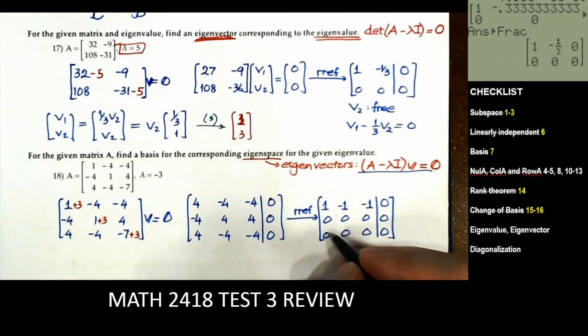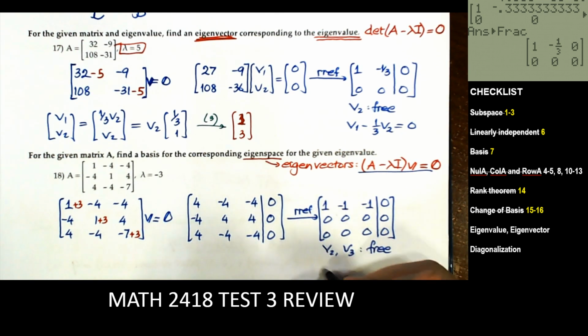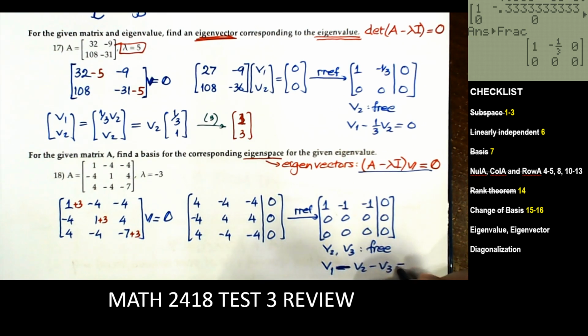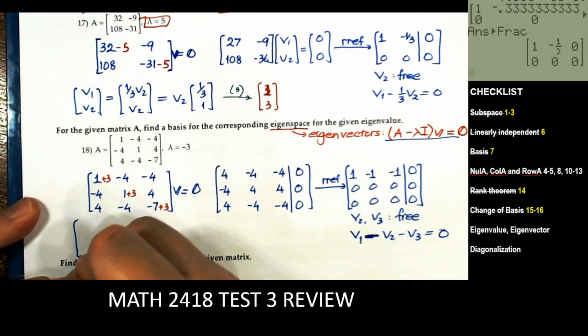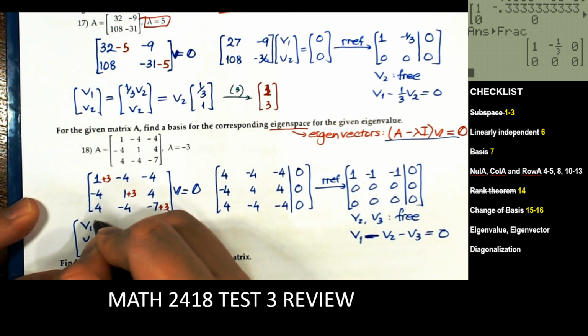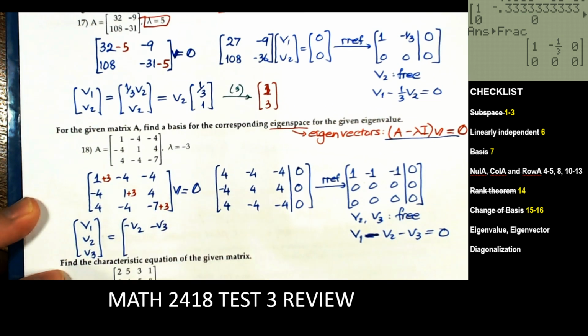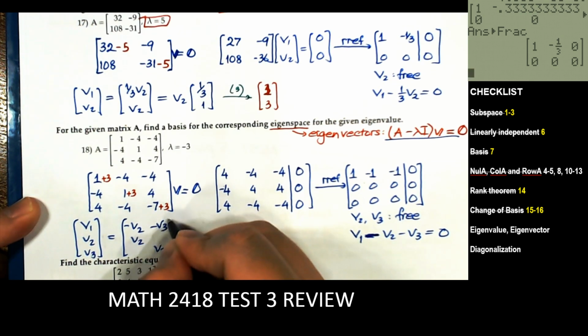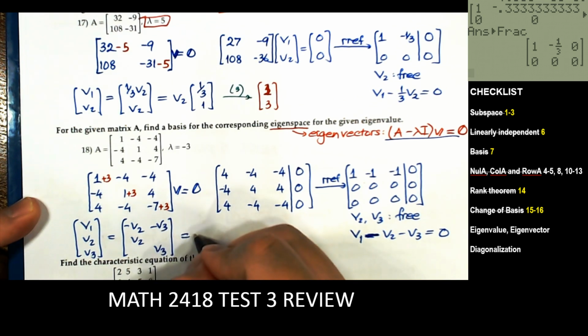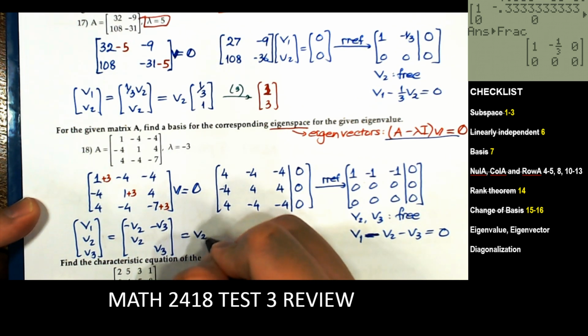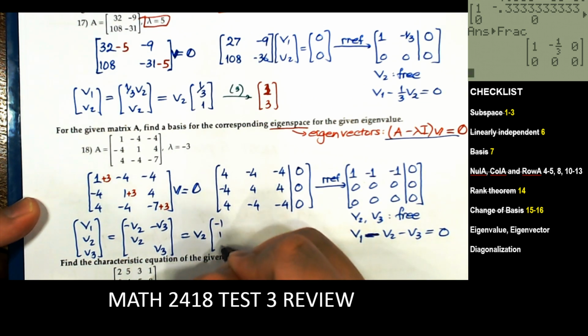What we see here is that V2 and V3 will be free, and the first row will give us V1 minus V2 minus V3 equal to 0. If we write that as a solution, V1, V2, V3, it will be equal to -V2, -V3, V2, V3. So we can say V2 times -1, 1, 0.